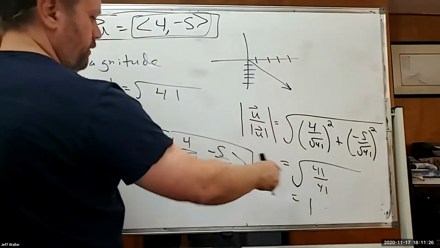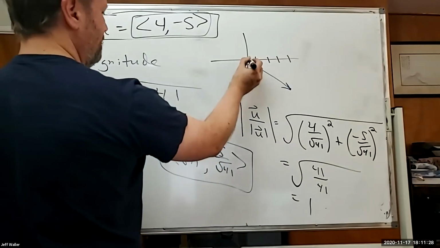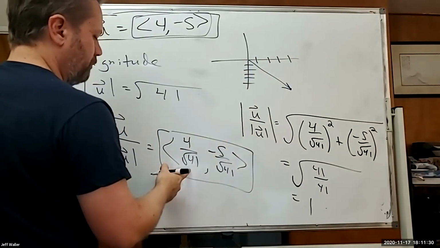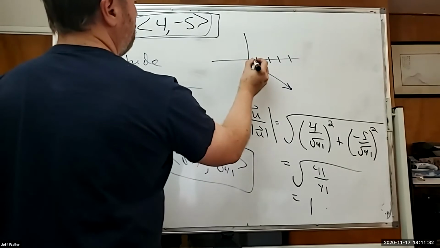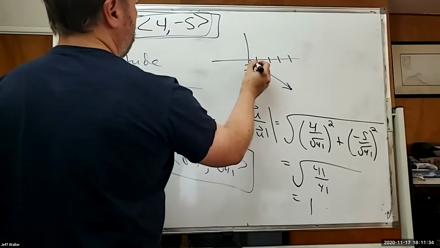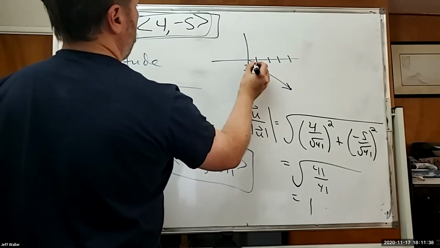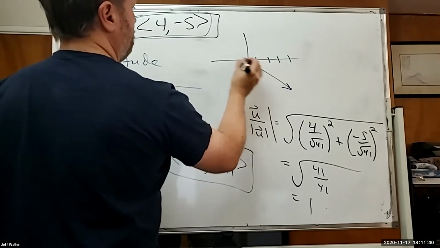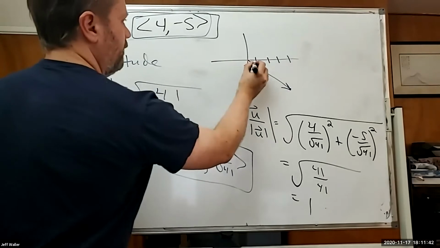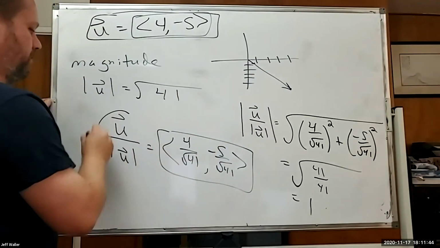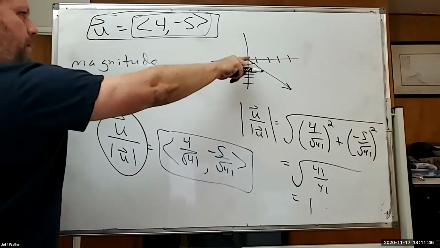So here he is. I don't know. What is 4 divided by square root of 41? It's like 2/3, and then the negative 5, or I don't know, it's going to be 5, 6. So maybe, so it looks like, yeah, right there. There it is. There's our little unit vector.